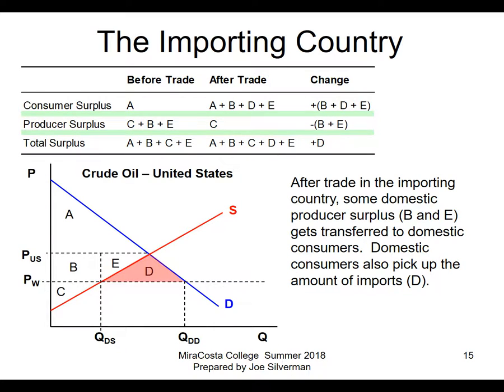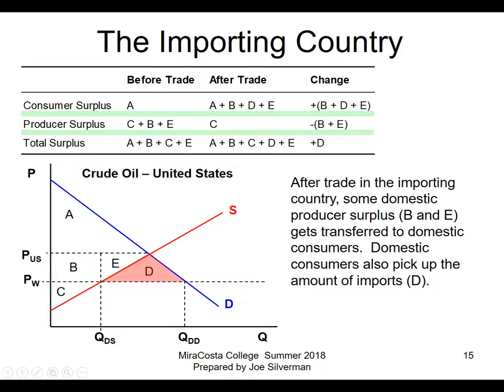What about in the importing country? So we're going to assume the U.S. is the importing country. We're also going to assume that before the U.S. started trading with Saudi Arabia, the price of oil was PUS. Why is that important? Because consumer surplus in the United States is just this area, area A. That's the area below the demand curve and above PUS. All right, what about domestic producer surplus in the United States when the price is PUS? Well, that's the area above the supply curve and below the price.